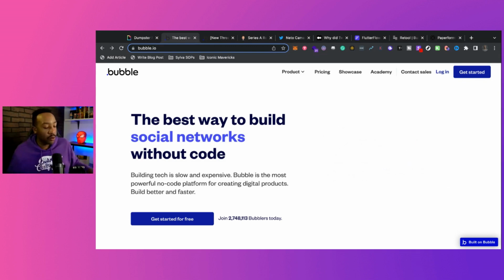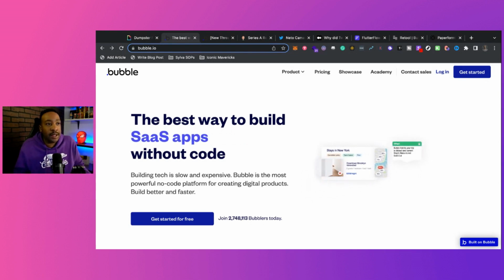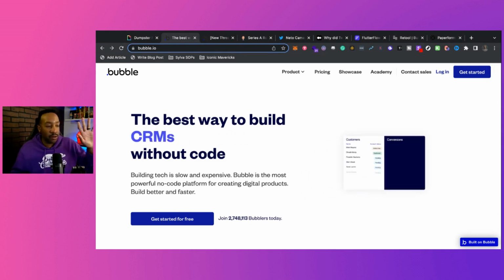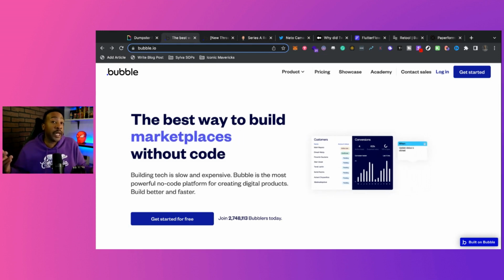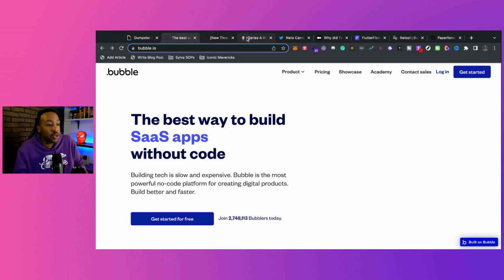Okay, so first of all, let's talk about the context of Bubble, what it is, and why they're making a pricing change. Bubble has been a foundation piece, a great platform in the no-code space for years, and you can pretty much build anything with it. That's the bottom line.